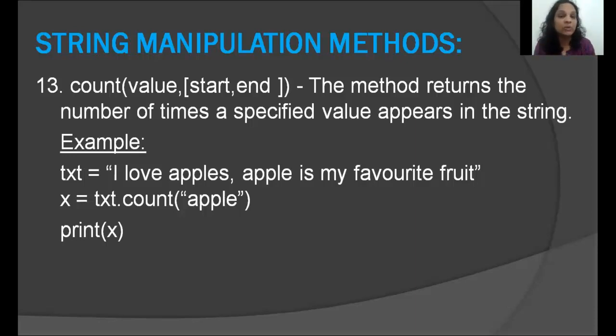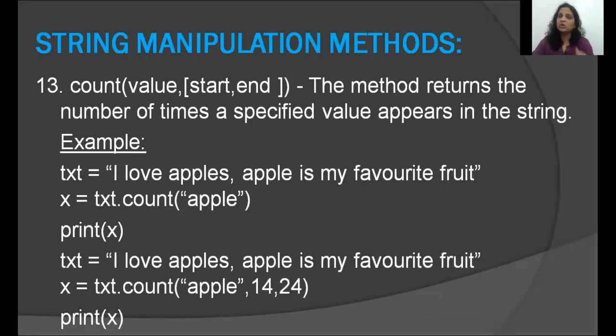So in that scenario, what am I searching for? I'm searching for something which is a space, apple, space, which means a word which is apple. Clear? Okay. Here also, you could give the start and the end value. In the previous case, it gives me output as 2. But if I say 14 to 24, it will not count the first apple because that first apple comes before index location 14. So then in this scenario, from 14 to 23, the substring APPLE appears only once.